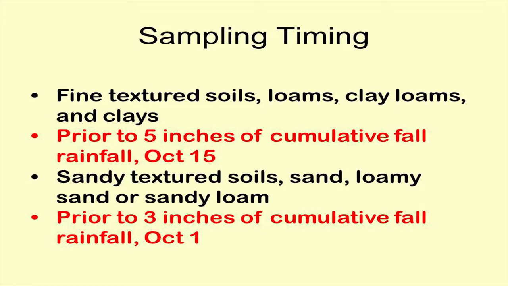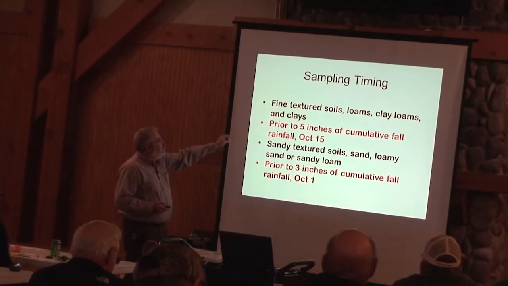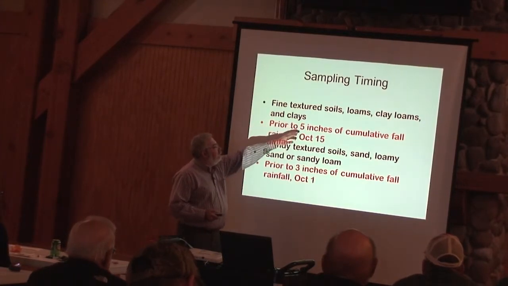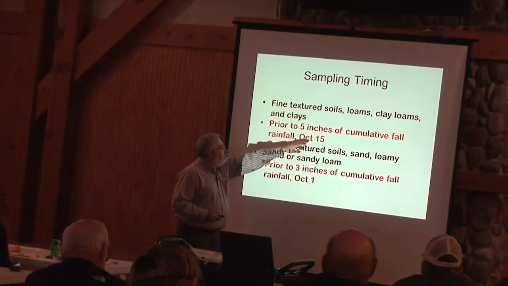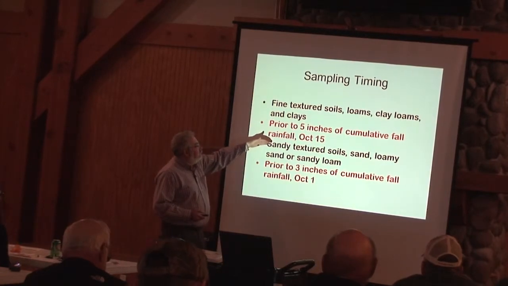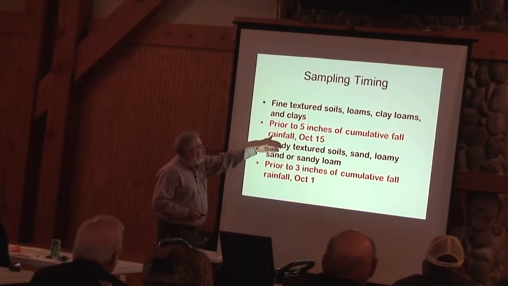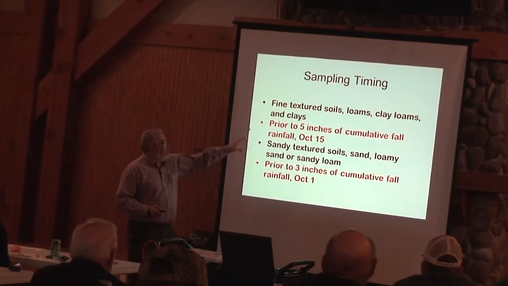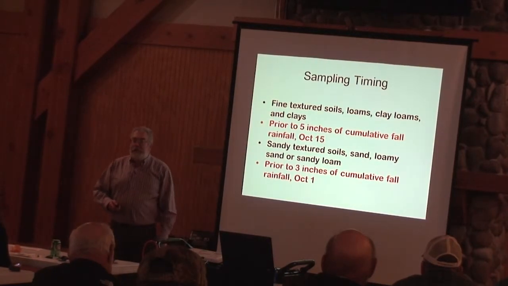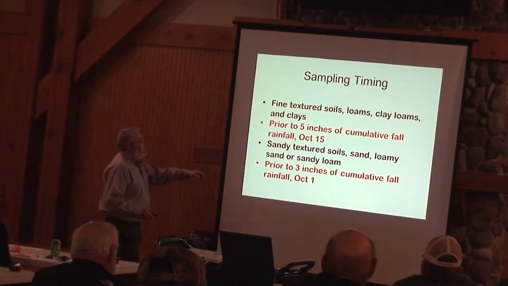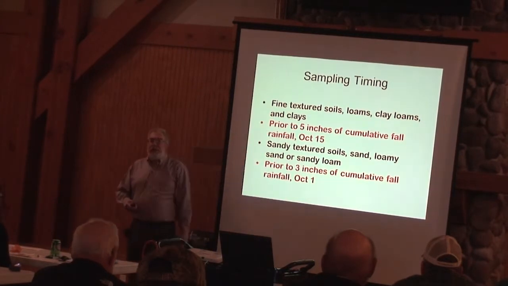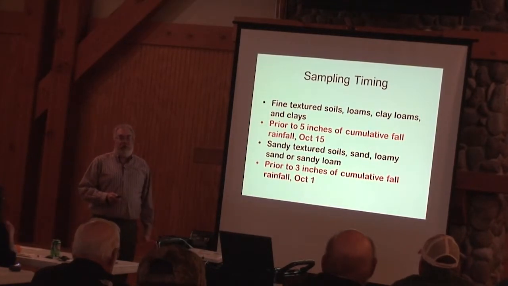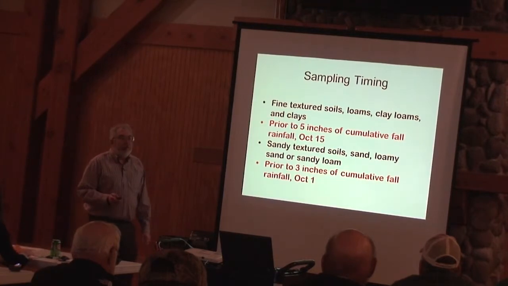Okay, so sample timing. You can look at many different fields, fine textured soils, loam clays, they all can work with it. But you want to have soil samples taken prior to 5 inches of cumulative rainfall, which starts about October 15th. And then for sandy textured soil, sandy loam, sand or other sands, prior to 3 inches of rainfall, by October 1st. So there's sort of this window that you want to try to get things done by, which is really important. Otherwise, after you get these kind of rains, you start to get leaching going on in your field, and the number is inaccurate, and it won't be nearly as good a number to use to help you manage.